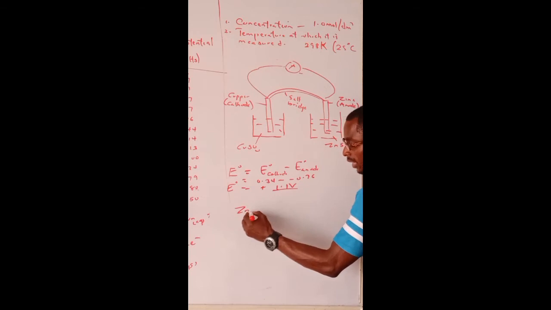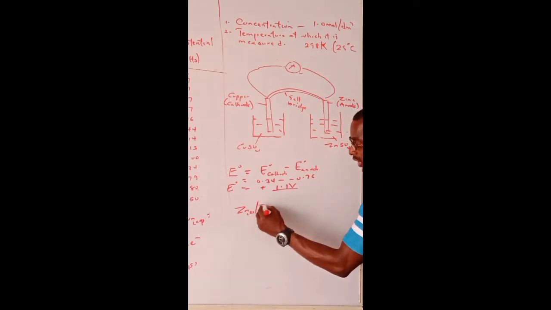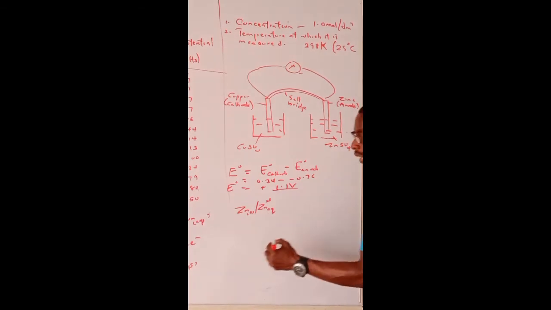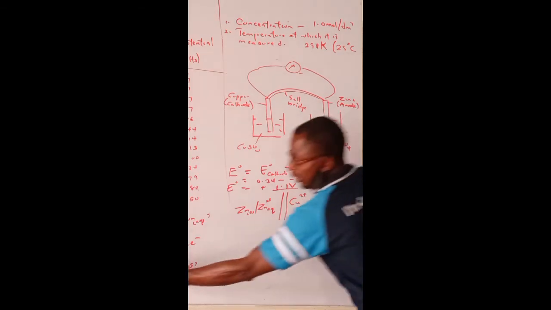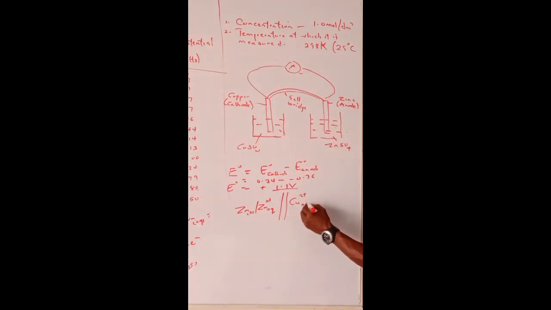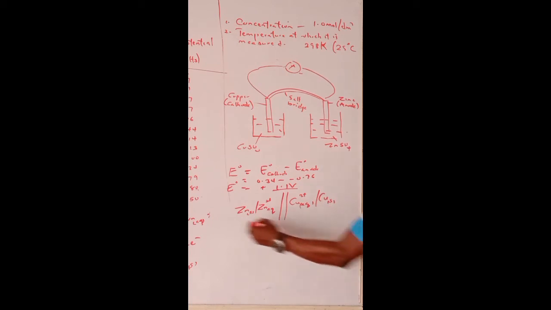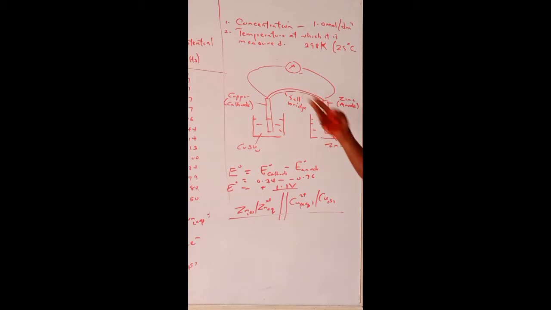So you write this one. Zinc solid, one stroke, zinc 2+ aqueous. Now because there are two half cells, you have a double stroke like this, that they are linked. Then copper 2+ aqueous, that's where it starts, and then copper solid. This is the equation for this electrode potential.